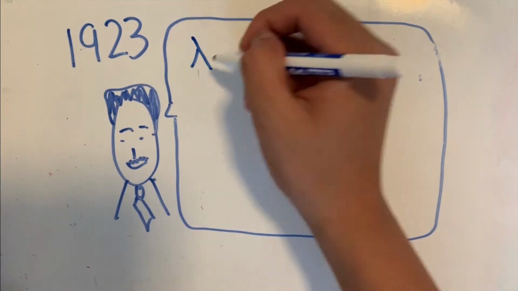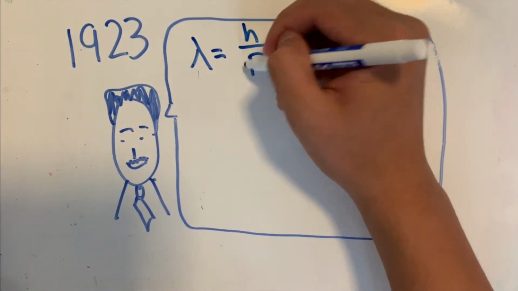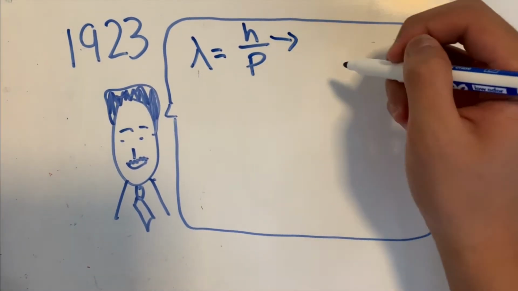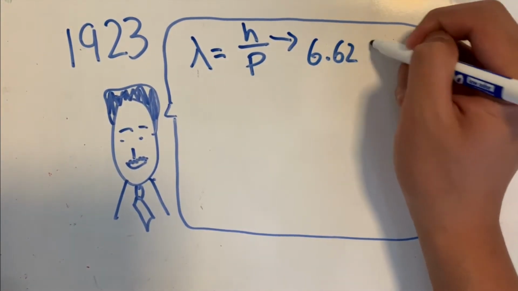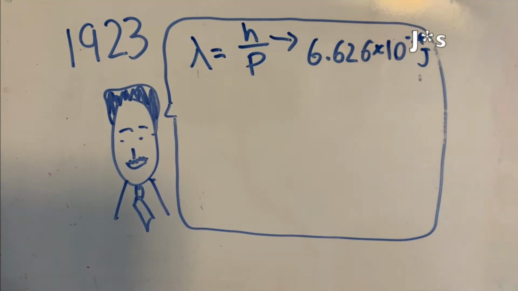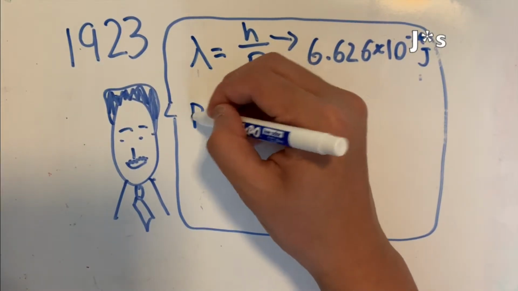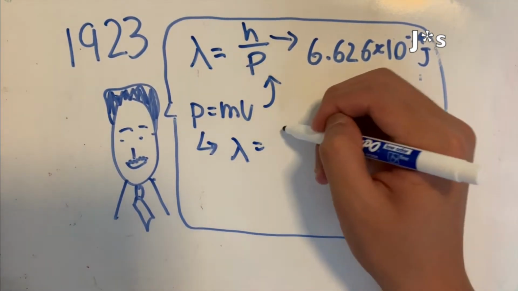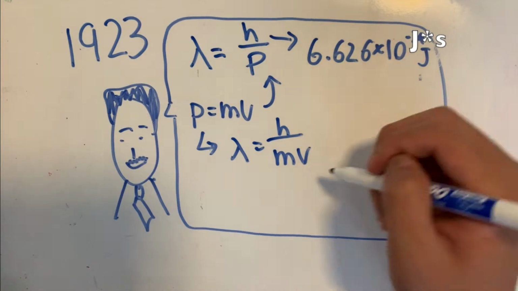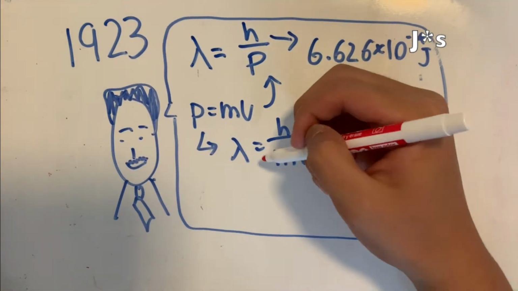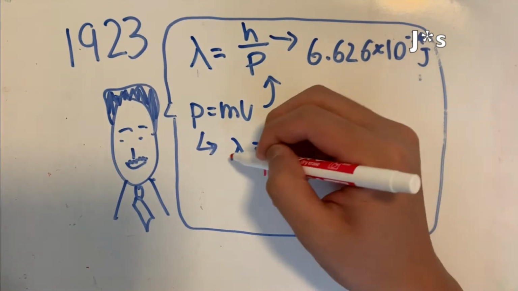He modeled this phenomenon as lambda equals h divided by p, where lambda is the de Broglie wavelength, h is the Planck's constant, which is approximately 6.626 times 10 to the negative 34 joules times seconds, and p is the momentum of the particle. Since p is equal to mass times velocity, we can substitute it into the equation to get lambda equals h divided by mv. Since mass is in the denominator, we know that it is inversely proportional to lambda. So as the mass of the particle increases, lambda decreases and vice versa.